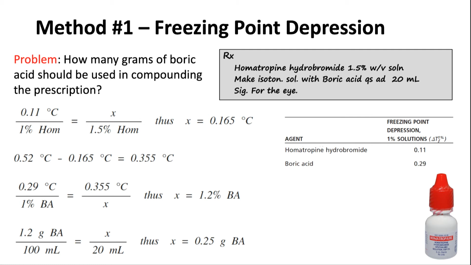So what I know now is that if I use 0.25 grams of boric acid along with the required amount of homatropine, and I QS up to a total volume of 20 milliliters, it would have the total amount of osmotic forces to equal biologic fluids, which means it would be isotonic, and that essentially answers this question.